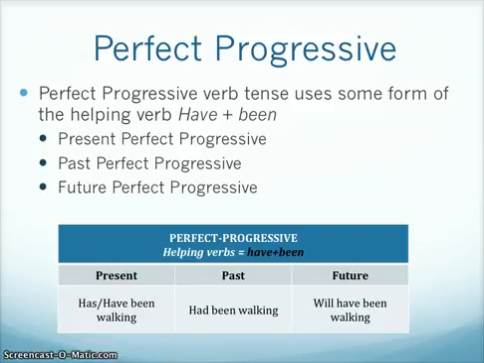So our category will be perfect progressive. We know we have to have a form of the verb have plus the word been. And so present perfect progressive would be has if it's singular, or have if it's plural, been walking. Past perfect progressive would be had been walking. Future perfect progressive would be will have been walking.